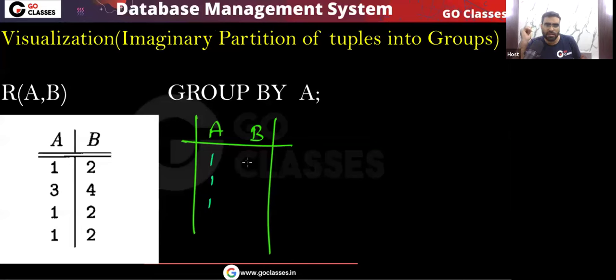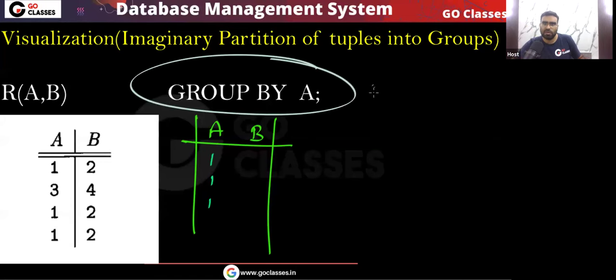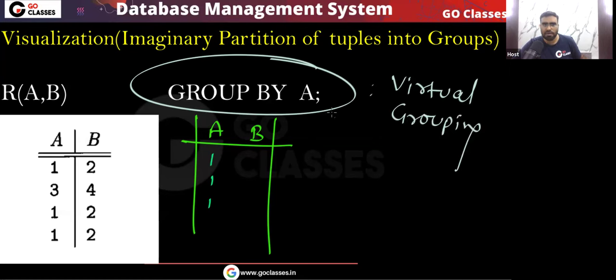Remember, group by A will give you a virtual partition. This is a virtual grouping. The grouping will not actually happen. This is just a virtual grouping of tuples for our understanding. There will be an imaginary grouping of tuples. Whenever you are solving any question, you can do this type of virtual grouping.